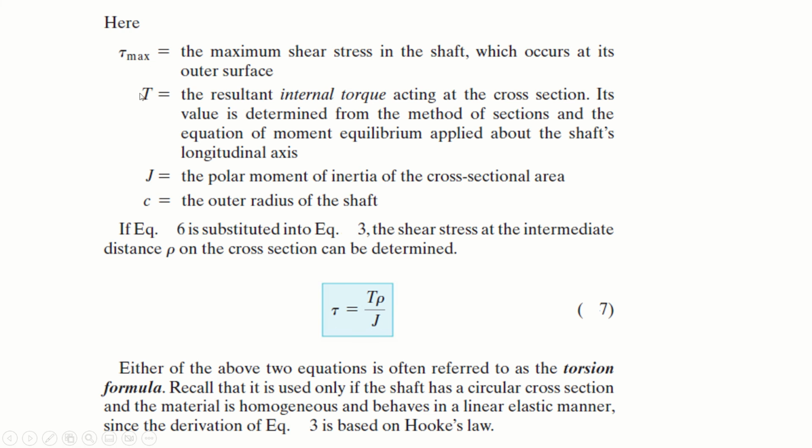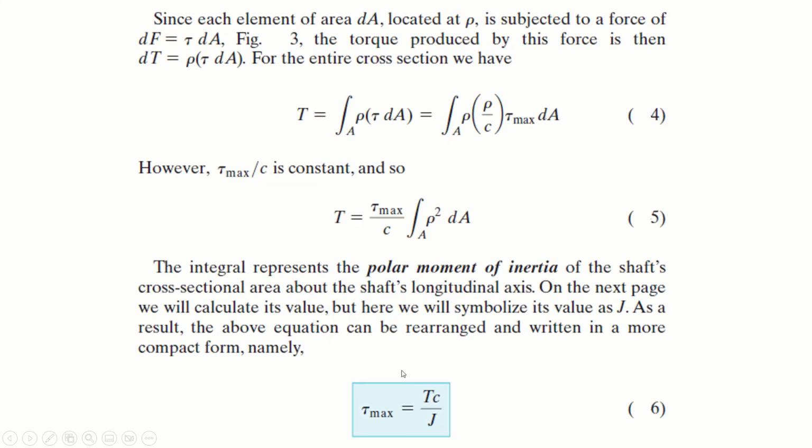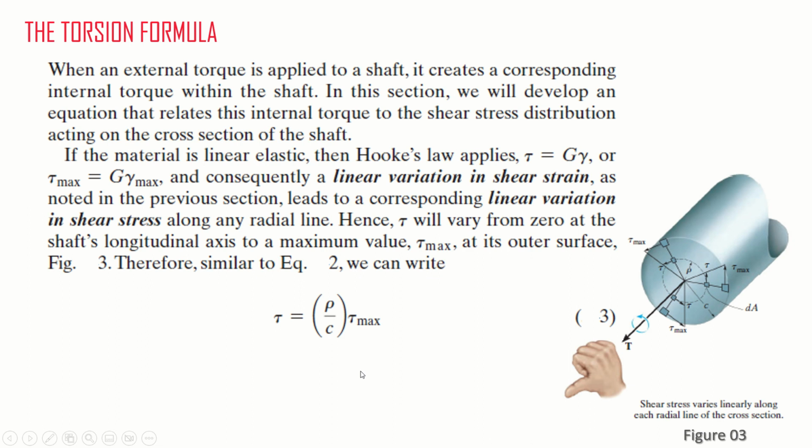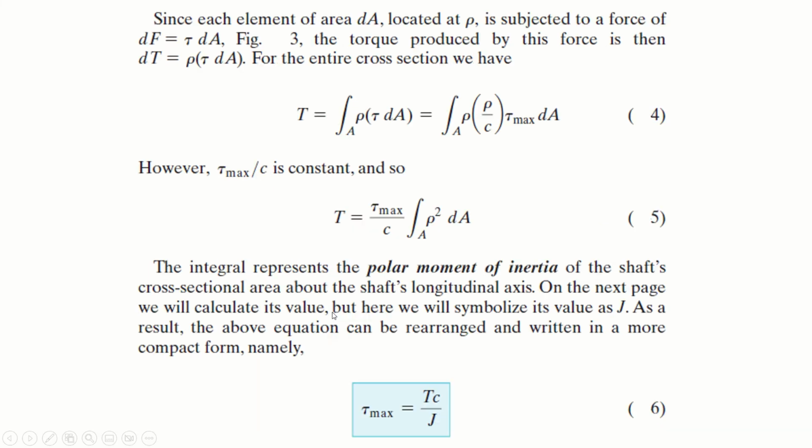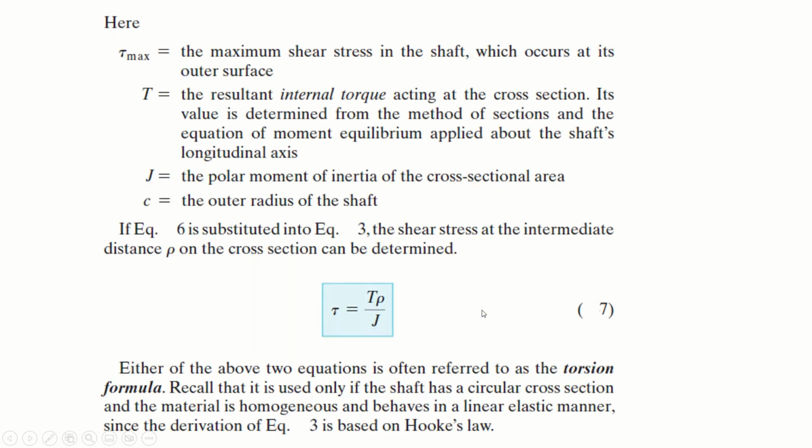You can go through what these terminologies are, and we can also substitute equation 6 into equation 3. This is your equation 6, τ maximum, and this is your equation 3 for τ maximum. If you put it in, you will get the shear stress at any point. Again, it will depend upon the location from the neutral axis, or the middle of the shaft. So τ equals Tρ by J is for the shear stress at any point, and τ maximum is for the maximum, which will definitely lie at the outer edge of the shaft.